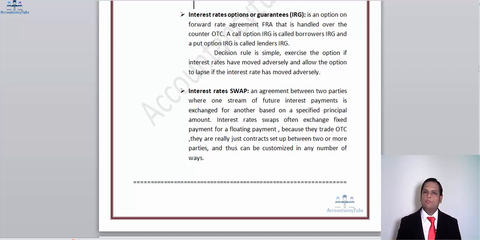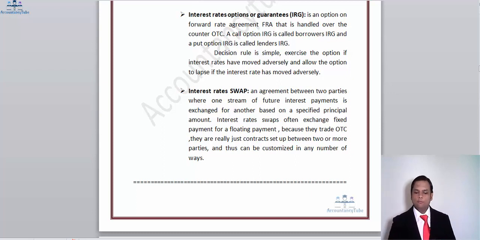If things move in your favor, you exercise the option, and the option provider will give you the benefit. However, if it's giving you a loss, you can simply let it lapse. That's the beauty of the option. However, hefty fees need to be paid for such an arrangement. Most companies that opt for options normally have a big fund to hedge against.